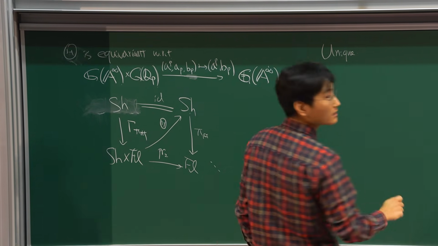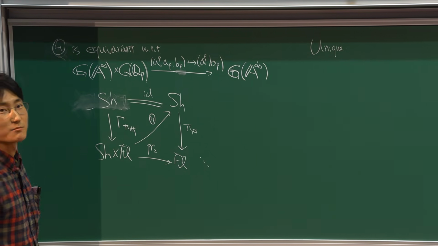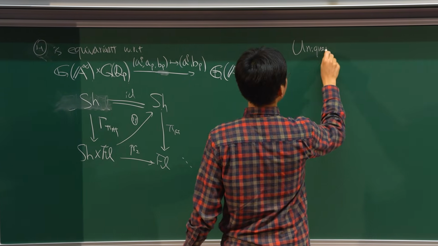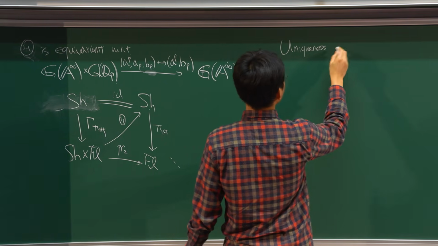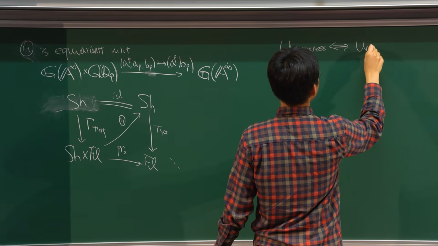Why do you call this uniformization? I'll try to explain this in like 5 minutes. So uniqueness is equivalent to uniqueness of theta.